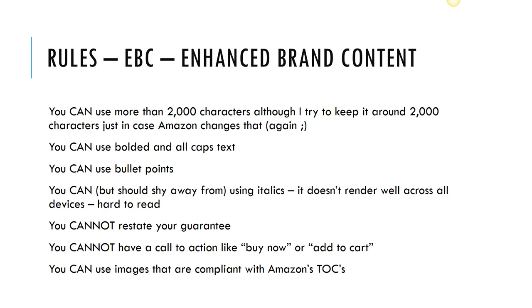So rules with EBC, enhanced brand content, 2,000 characters. Okay, you can use more, but we try to keep it under 2,000 just in case Amazon decides to go a different direction. Bolded text, yes. All caps, yes. Bullet points, yes. Italics, yes, but try not to. You cannot restate your guarantee. You cannot have a call to action, and a call to action is asking somebody to buy. So buy now or click add to cart. You cannot have that in your description portion for EBC. I have no idea why. Maybe they're trying to level the playing field. I don't know, but I can tell you that you can't have that in there. You can use images that are compliant with Amazon's TOS, okay?